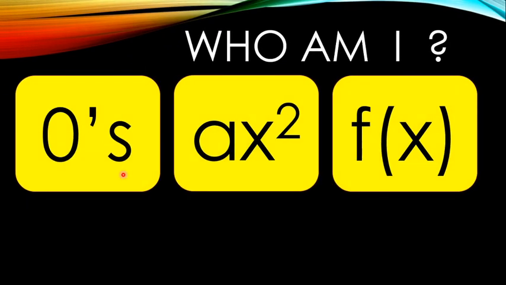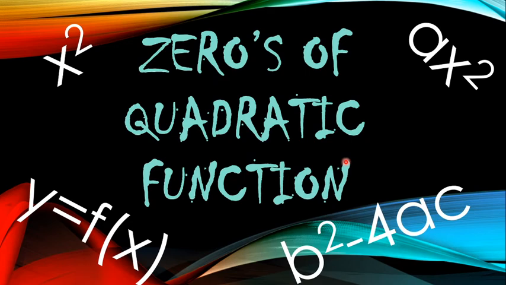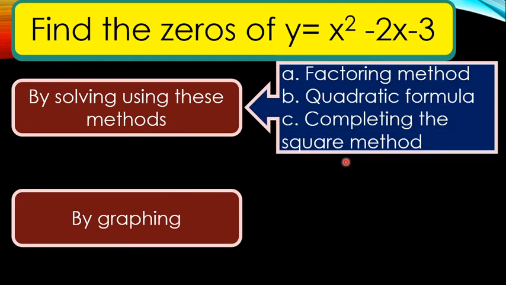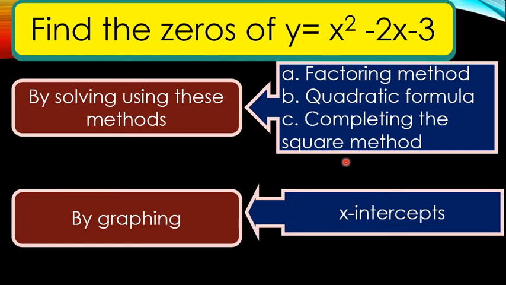Now, who am I? So, based on this expression, can you guess the topic for this time? So, we have zeros of quadratic function. So, in zeros of quadratic function, we can solve our answer using these methods. So, we have factoring method, quadratic formula, completing the square method, and by x-intercepts. Remember that zeros of quadratic function are also the x-intercepts. When we say x-intercepts, these are the value of x that touches the graph.